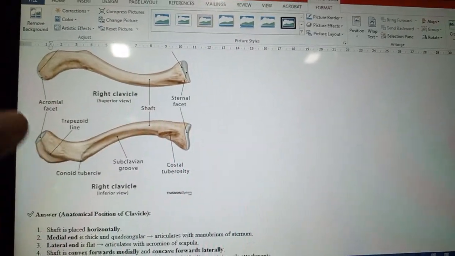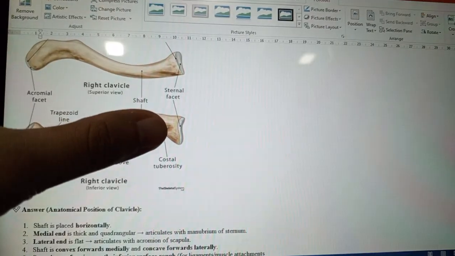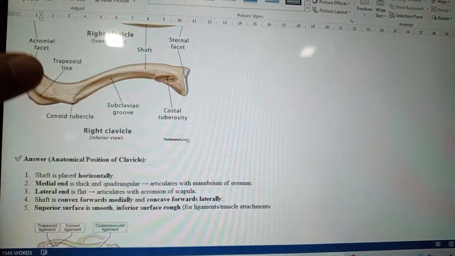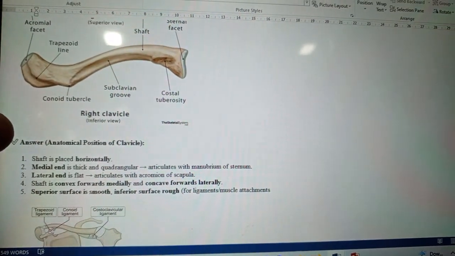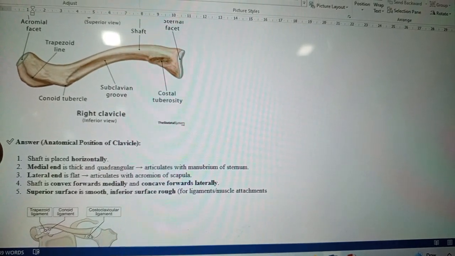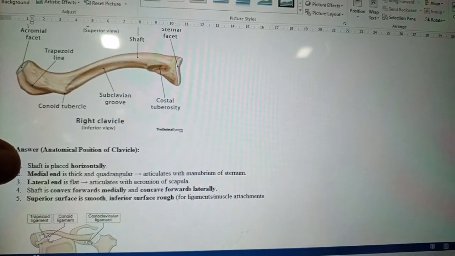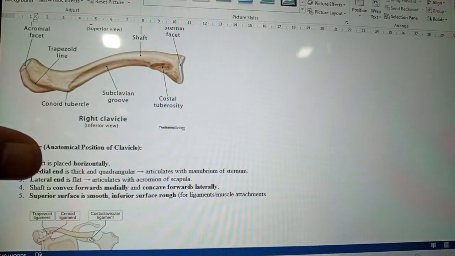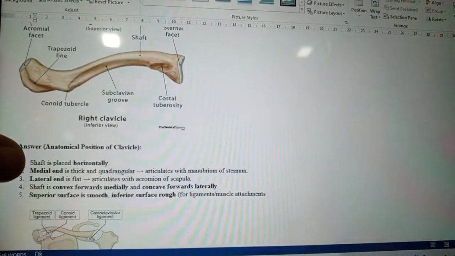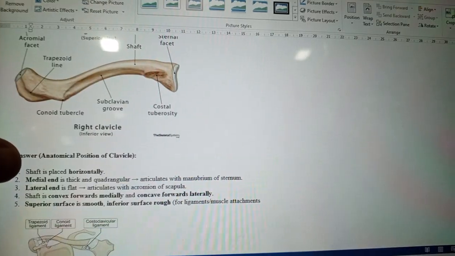This is the costoclavicular joint or the sternoclavicular joint. Both are the same. This is the anatomical position of the clavicle. The shaft is placed horizontally. The medial end is thick and quadrangular and articulates with the manubrium of the sternum. The lateral end is flat and articulates with the acromion process of the scapula.